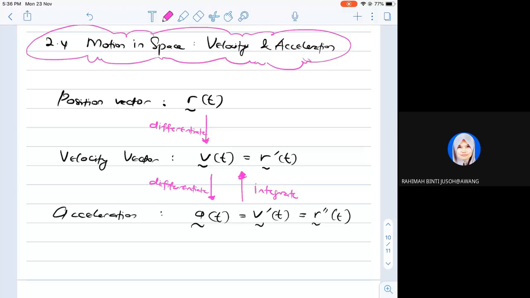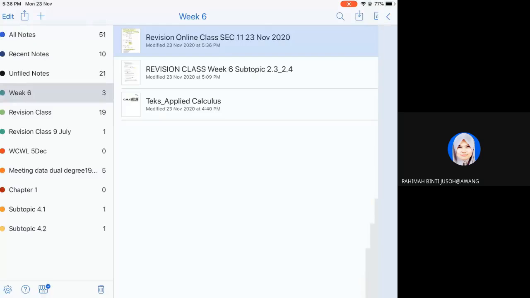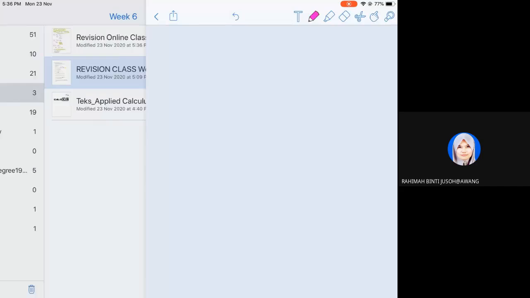This will come out in your test. Make sure you faham betul-betul ni. And then if you are given velocity and the question asks you to find the position vector, you need to integrate again juga proses dia. So terbalik, kalau daripada bawah ke atas integrate, daripada atas ke bawah differentiate. Okay, so let's take a look at the exercise.